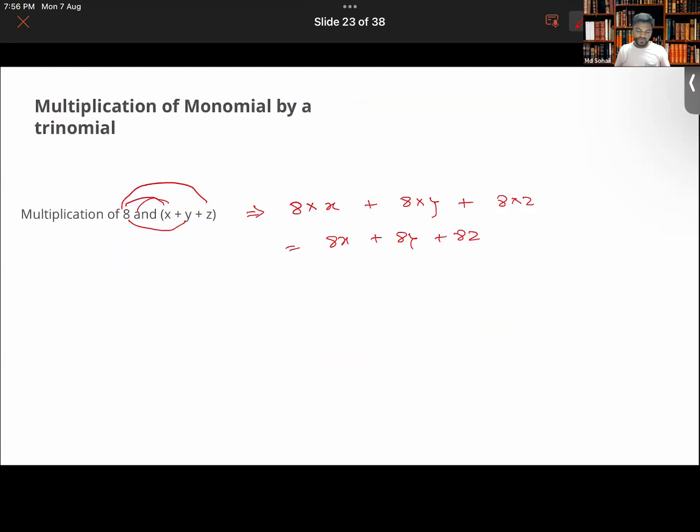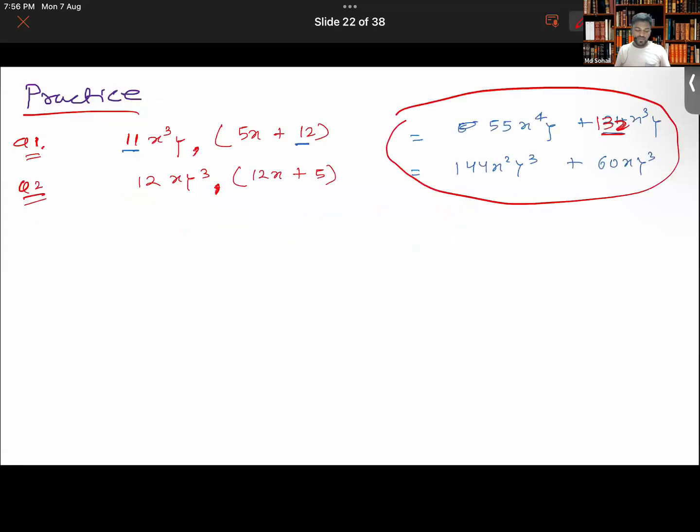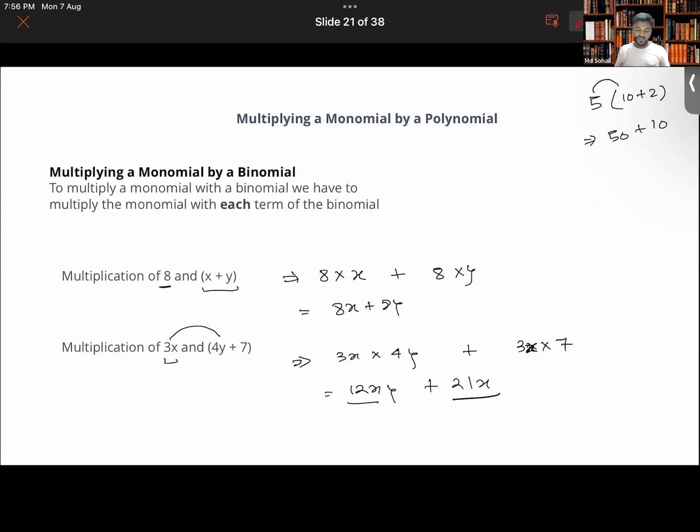Further, we also talked about multiplication between a monomial and a trinomial, and a monomial and a binomial as well, right? So here you have an example of a monomial 8, and here you have an example of a binomial x plus y. The monomial gets multiplied with each term of this binomial. So see, guys, first we have multiplied 8 with x over here, and then we multiplied 8 with y over here, and that gives you the resultant value. That is how multiplication of a monomial with a binomial takes place.